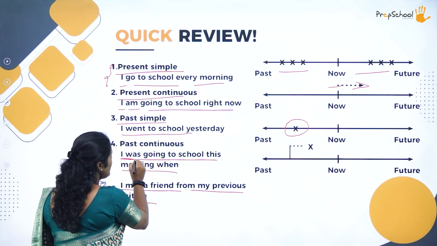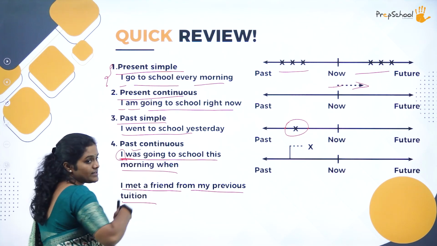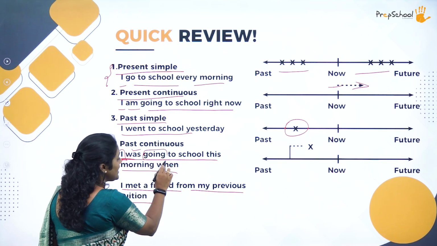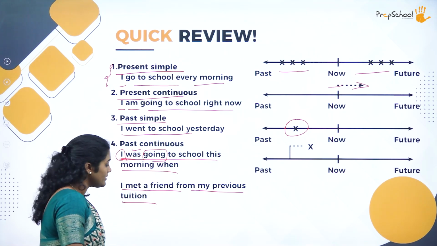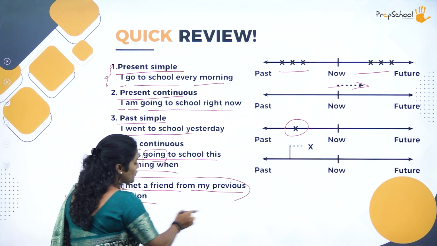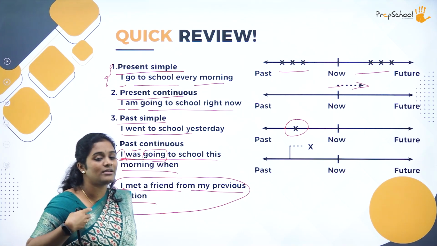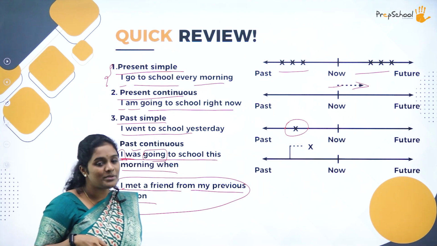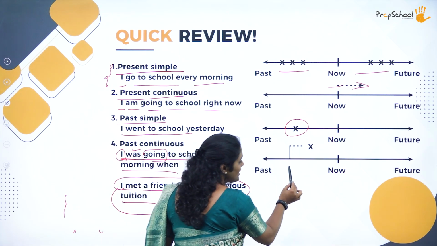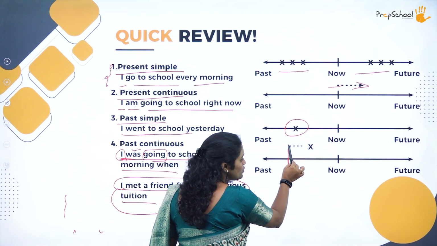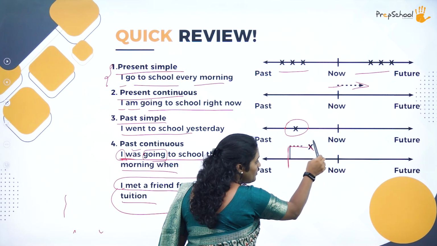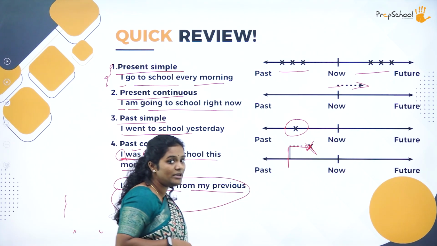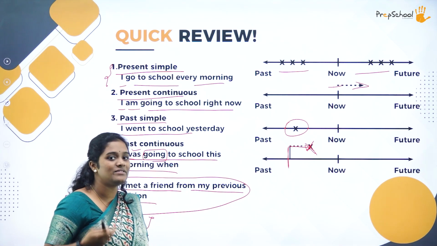Okay. I, or the subject, was going, verb in the ing format, to school this morning. And what happened? I met a friend from my previous tuition. So there was one action that was happening. I was going to school this morning, and what stopped me from going to school? I met this friend. That is the reason, and we started chatting.